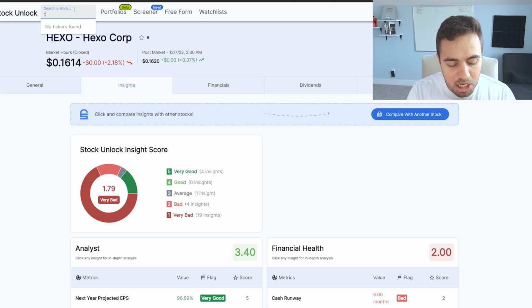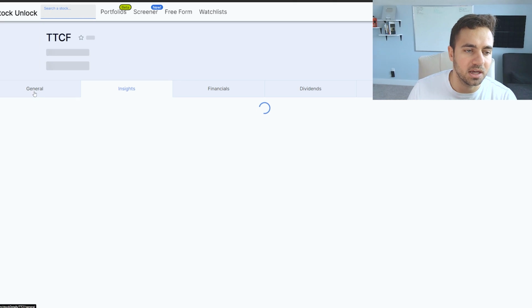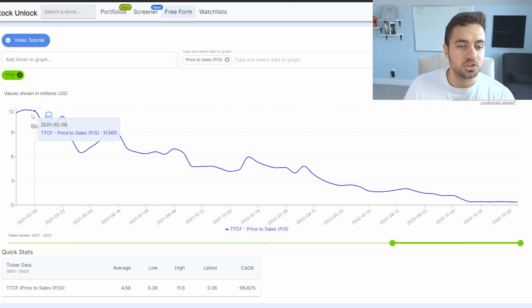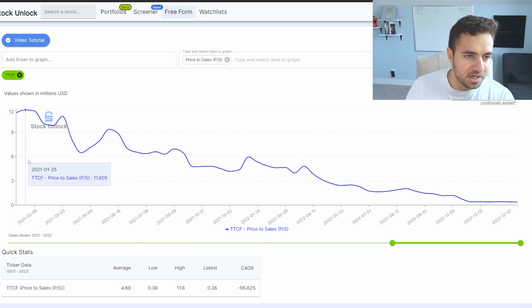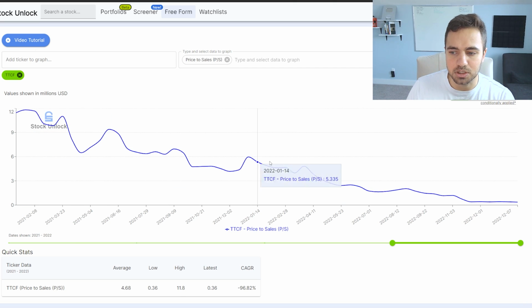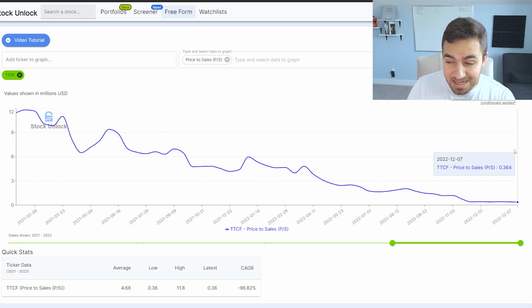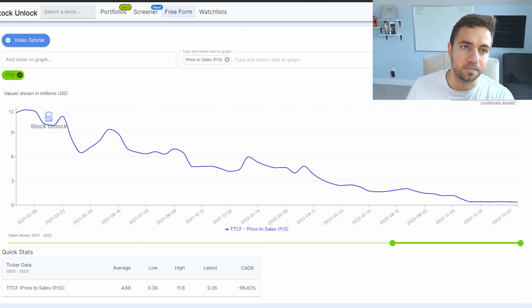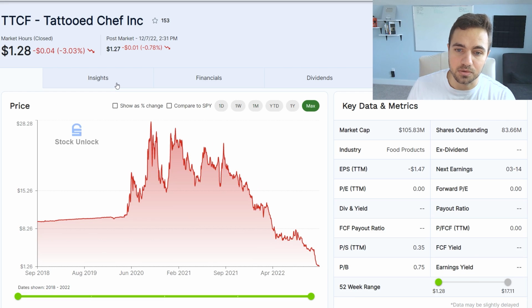And you guys, I have so many examples of companies like this. Let's go and take a look at Tattooed Chef now. So here we can see that Tattooed Chef had a price to sales ratio of 11.8 in 2021. Now it's dropped all the way down to 0.364. So any investor may be looking at Tattooed Chef now and saying, you know, the price to sales ratio right here is at an all-time low. Should we buy Tattooed Chef stock? No, not in my opinion.